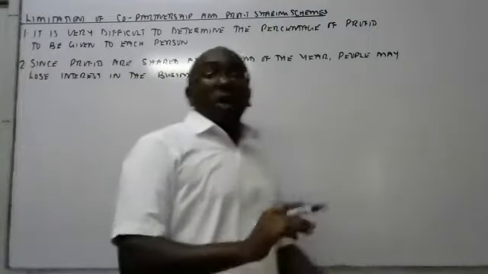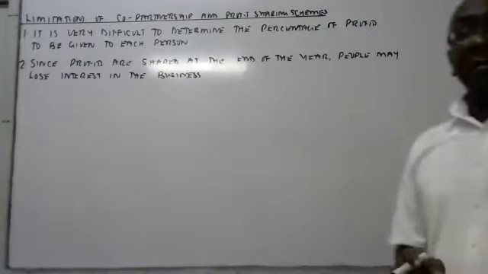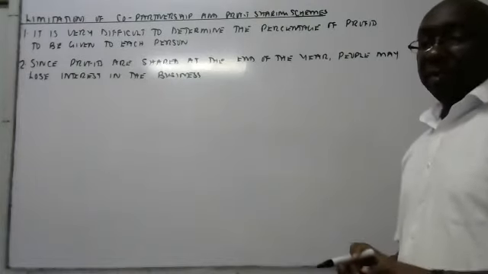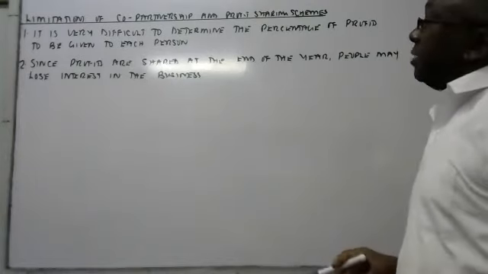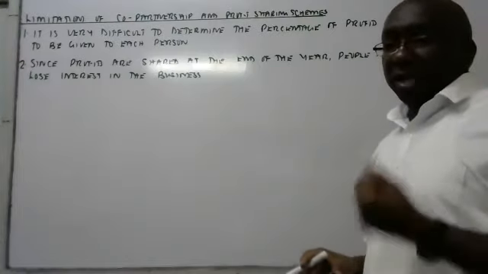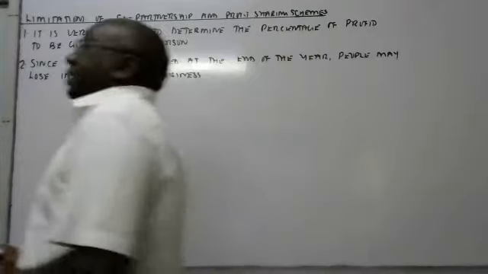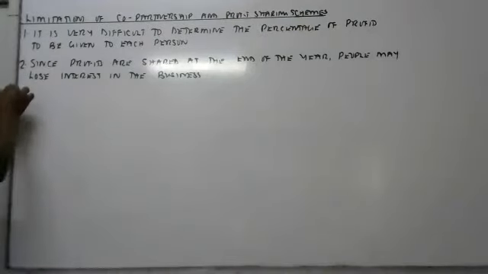This is because you have to wait until the end of the year to get your profit, to get the share. And that may discourage people. Waiting for a whole year to get something, you may find people want to engage in other things, and thereby making the business collapse.